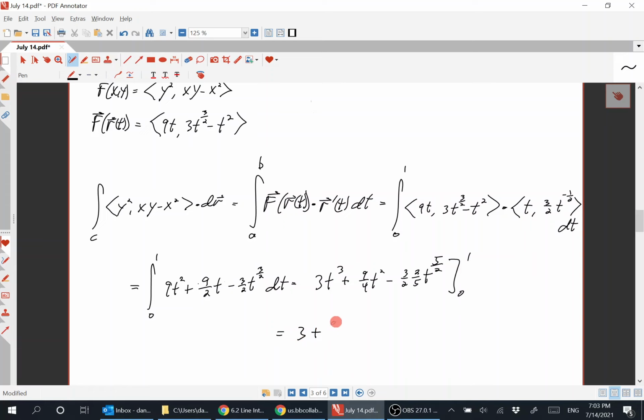So that's 3 plus 9/4 minus 3/5. So it's 3 plus, so 45 minus 12 over 20. So 45 minus 12 is 33 over 20. So 60 plus 33 over 20, so 93 over 20. Let's check the answer. Make sure we get that right.